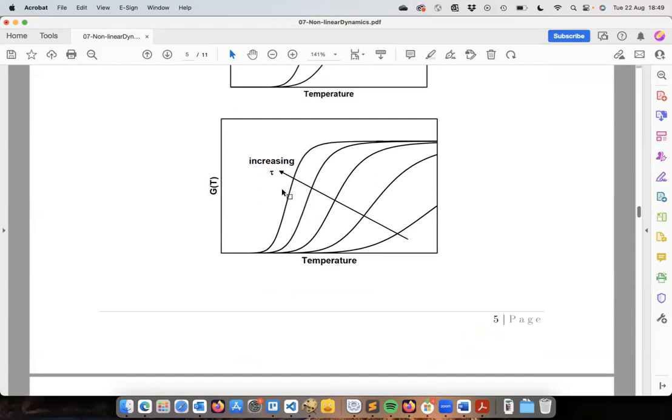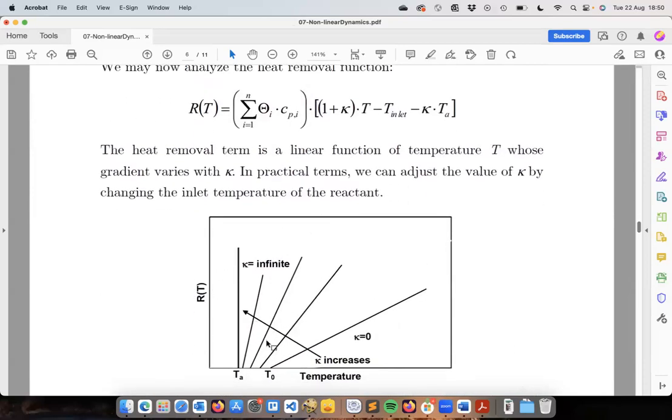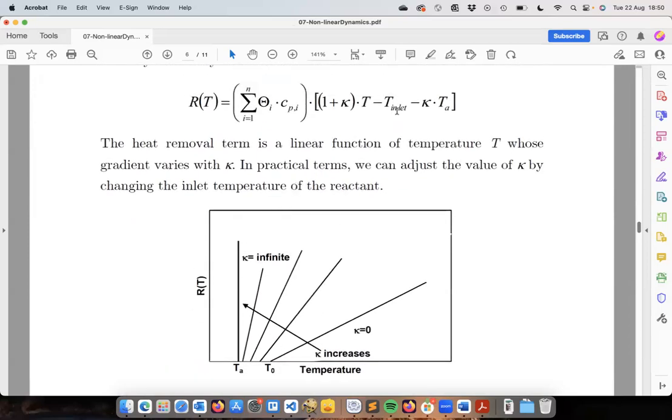And then that's just a comment. We can see as tau increases, then G sharpens. It might slowly develop that sigmoid shape, or as we increase tau, it becomes sharper and sharper. So anyway, we can plot both these. Then we know R is a straight line, but the gradient here is the 1 plus kappa. So as kappa increases, the gradient does increase as well. And as we change the inlet temperature, that's going to change the intercept. So that's how R changes.